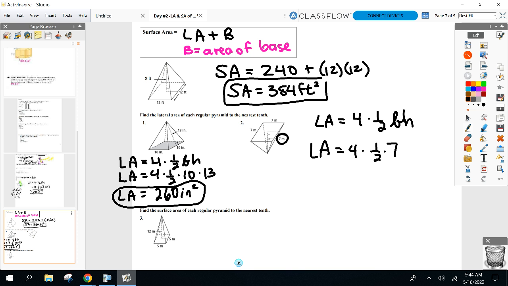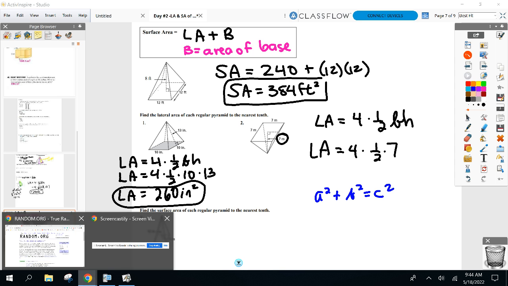No, that's the height of the pyramid. That's why I got it on the desk there. So that 7's not going to be plugged in there. How can I find it, though? I can use the Pythagorean Theorem: a squared plus b squared equals c squared.